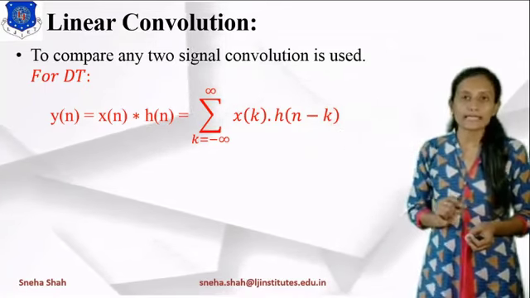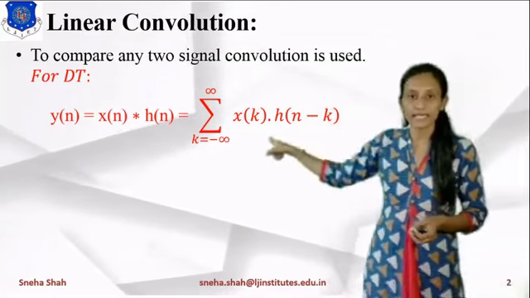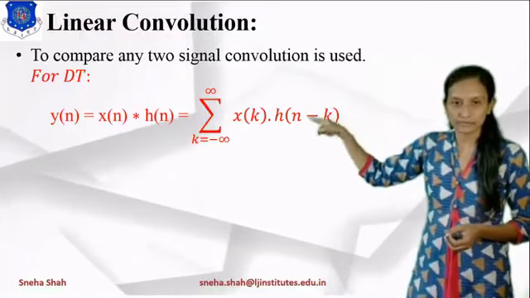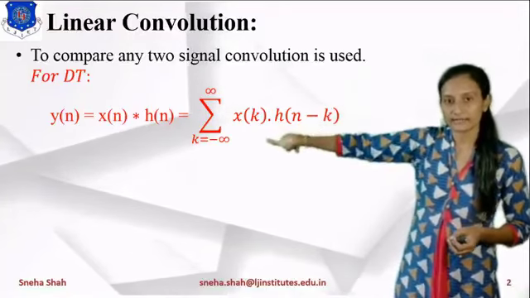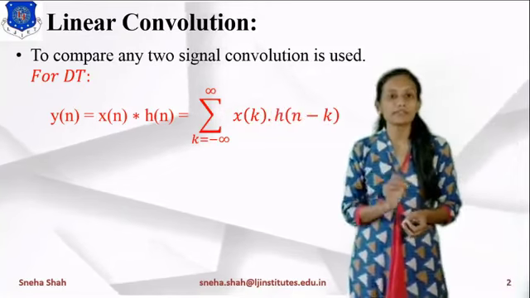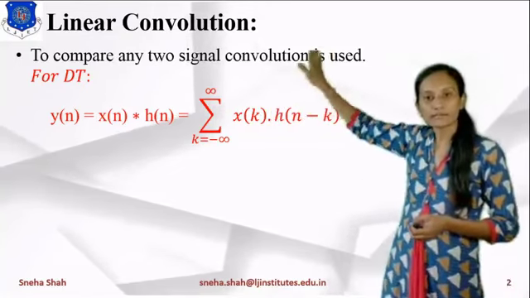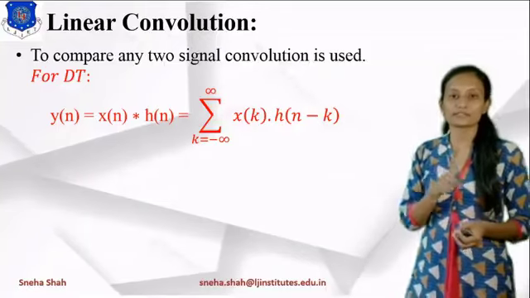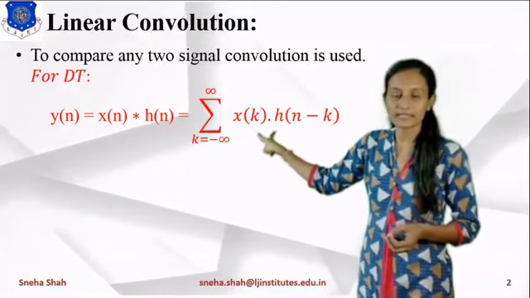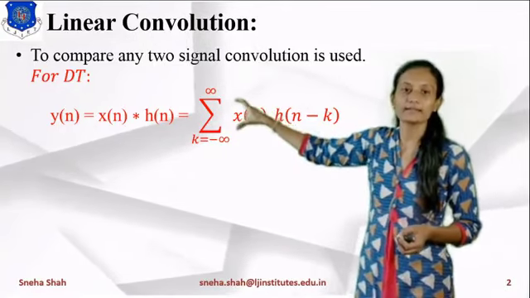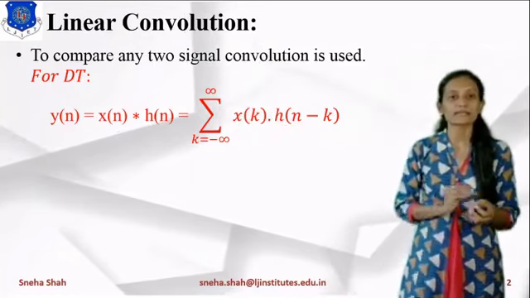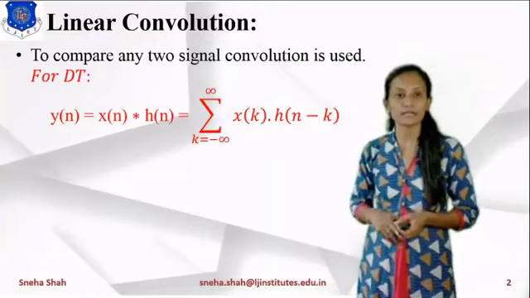In this, you can see that we have used the dummy variable k instead of n. And the second signal is h of n minus k. It means it will be folded, then shifted, then we do the multiplication, and after that we use the summation. So in the convolution there are basically four operations. The first one is folding, then we do the shifting, then the multiplication, and at last the summation. So there are basically four operations used in linear convolution.